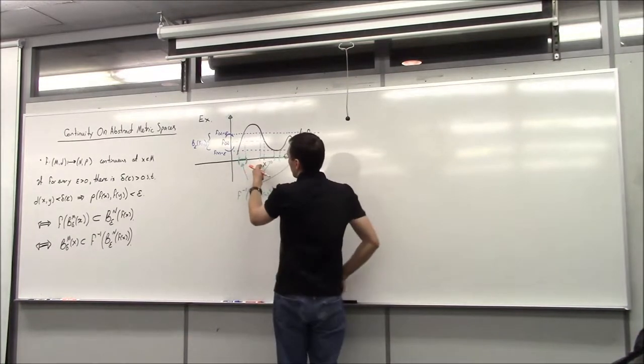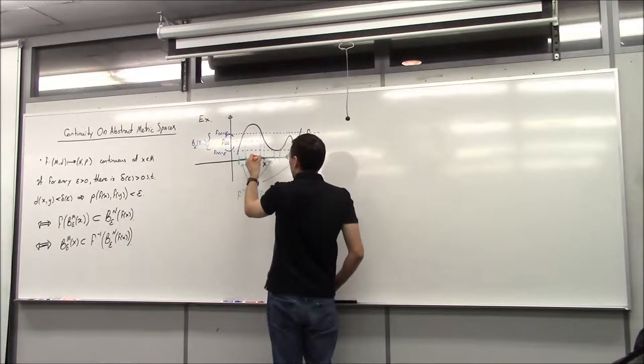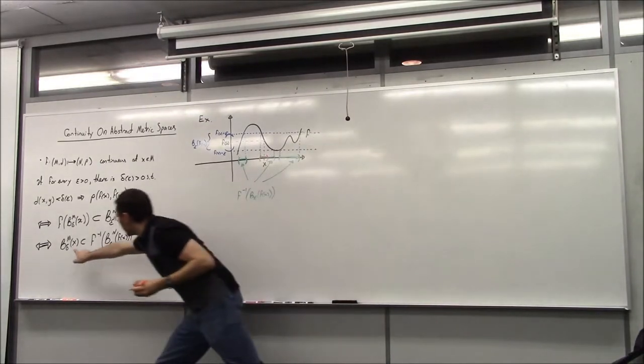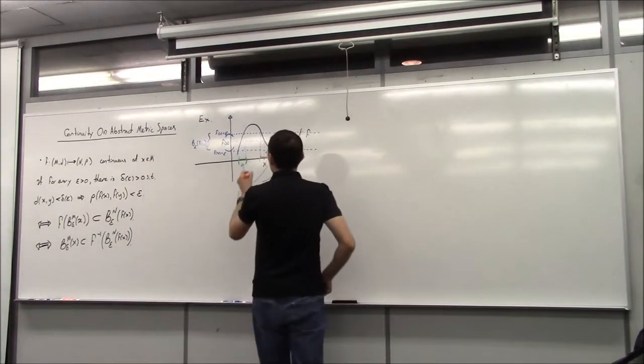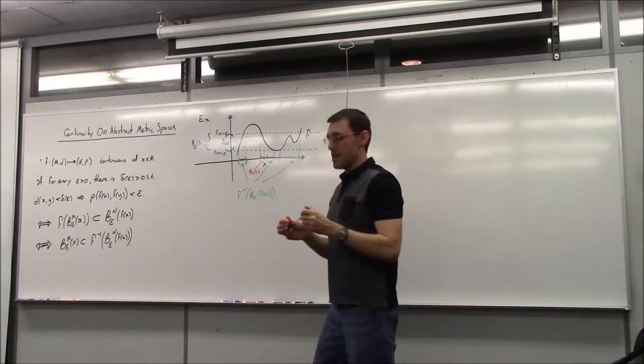But where do you see the ball centered at x? Well, you might take this region here, just extend the wing, and this is the ball of radius delta. That's my delta. You see what I'm saying?